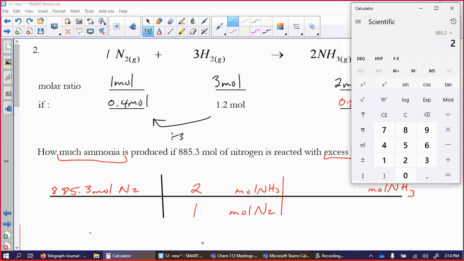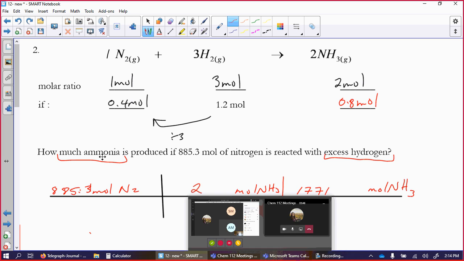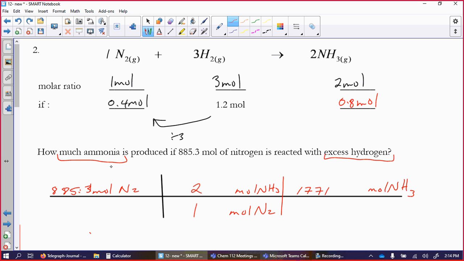885.3 times 2. Now, there's 1, 2, 3, 4 significant figures there. This number has 5, so by the rules of rounding, we would get 1,771 moles of ammonia. And this is the kind of first step. This is the chemistry quantities.